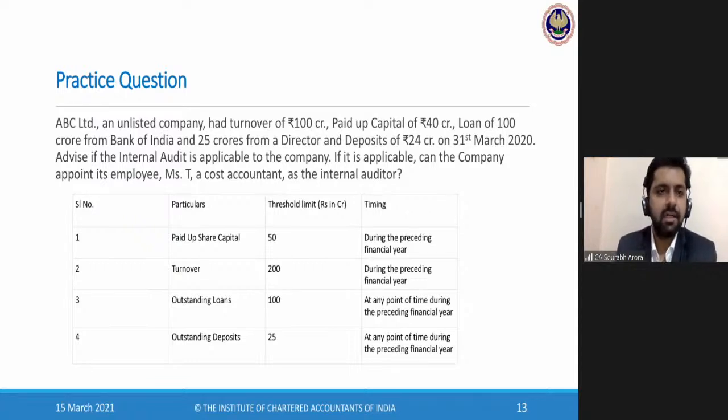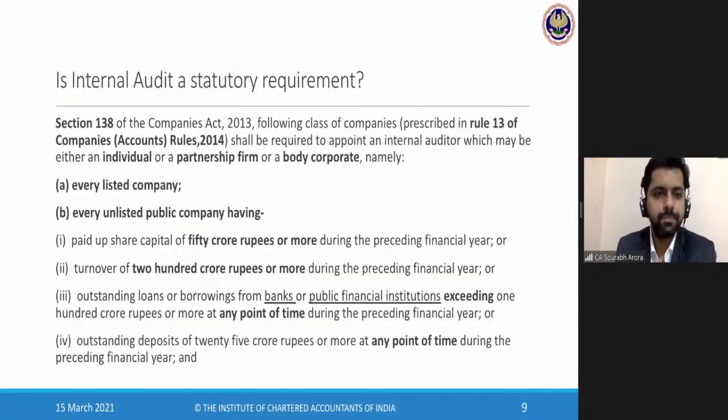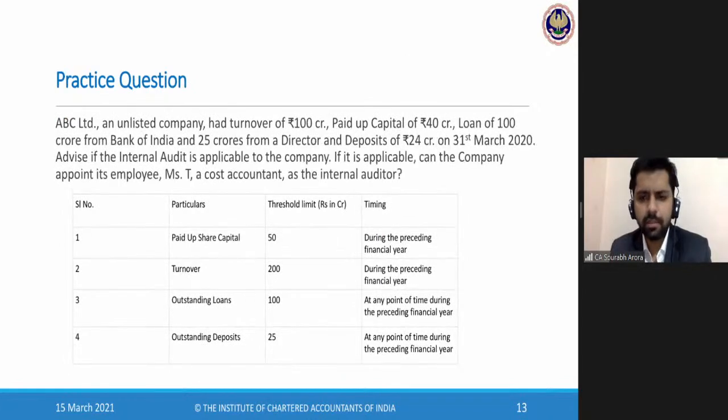Let's revisit the provision. It is important to revisit it now. Outstanding loans or borrowings from banks or public financial institutions exceeding 100 crore rupees. It is exceeding 100 crore rupees, not 100 crore rupees or more. So here it will not be applicable. In this case, it will not be applicable because here it is not exceeding 100 crore rupees from bank or public financial institution.